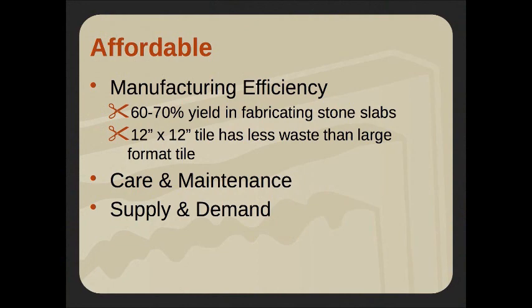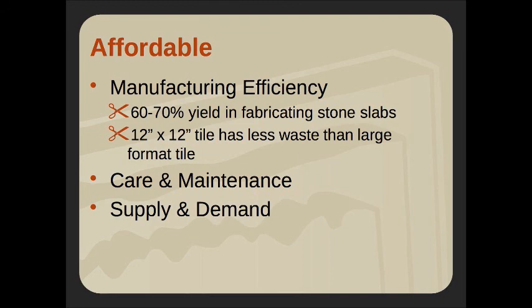Manufacturing efficiency. There's a 60 to 70% yield in fabricating stone slabs. So there's already waste embedded there, but how do we minimize that? 12 by 12 tile has less waste than large format tile. So again, what's the sweet spot? What's the optimum module that's going to help keep that waste down, and help us save as much expense as we can?